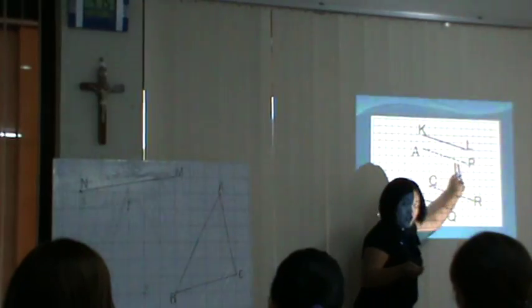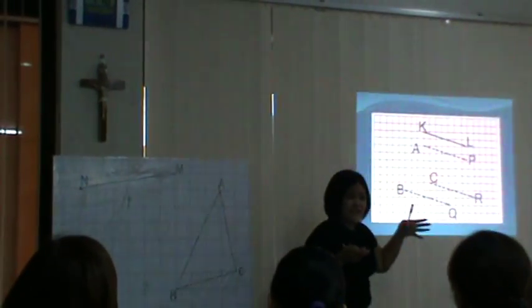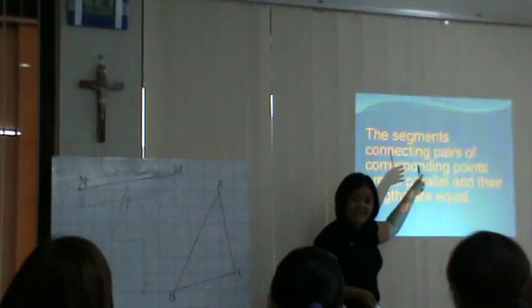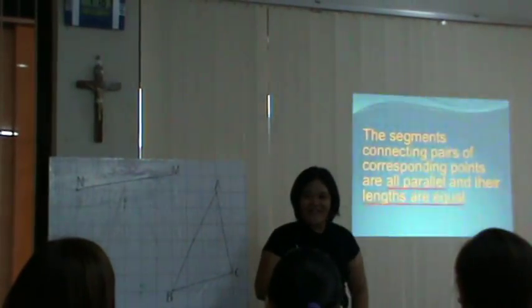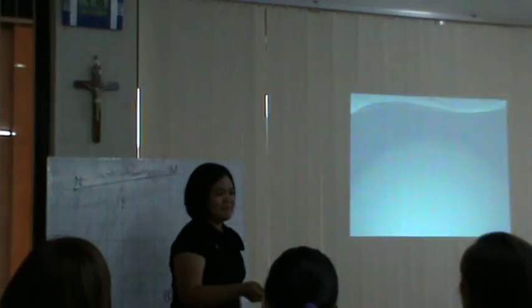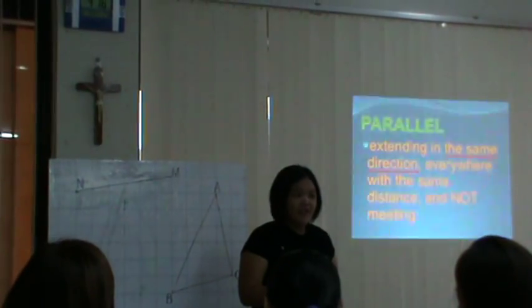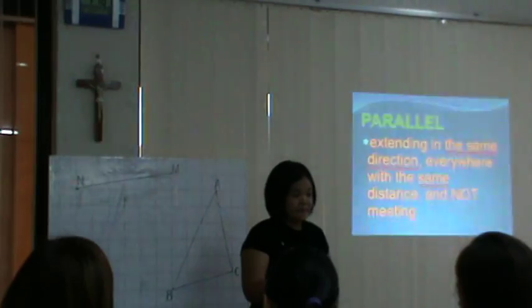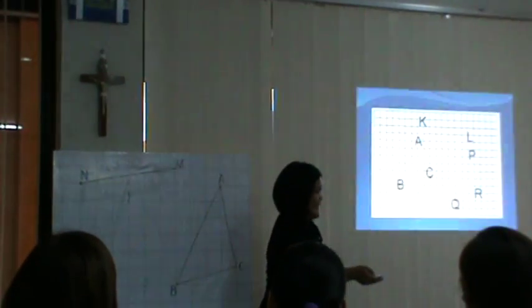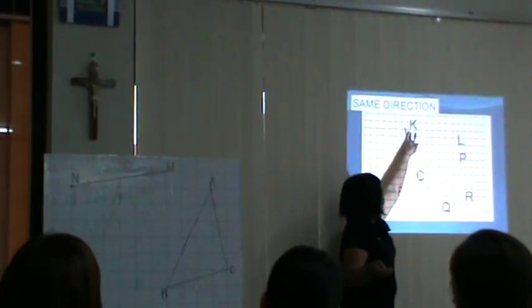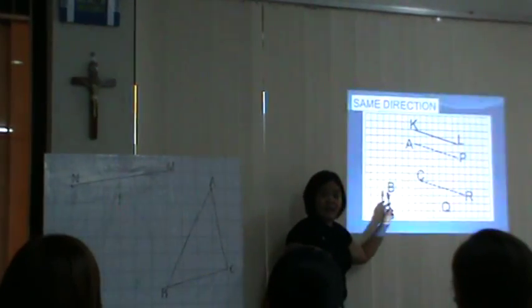Okay, you notice they go in the same direction. And they are of the same length, right? So these segments connecting the corresponding points are all parallel and their lengths are equal. So what do we mean by parallel? Parallel means extending in the same direction everywhere with the same distance and not meeting. Let's check if they are really parallel. Same direction: if this is the direction of KL, that's also the direction of AP, CR, and BQ, right?